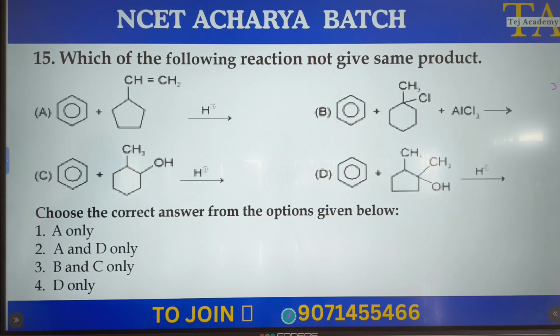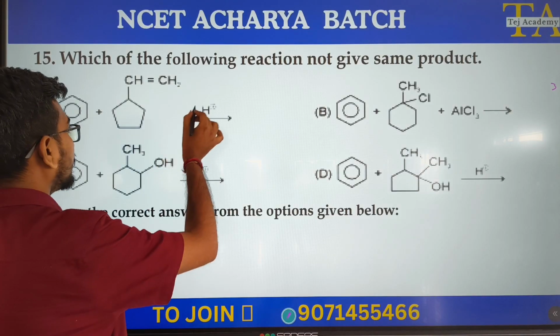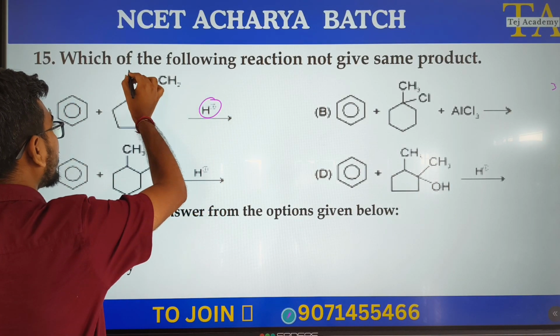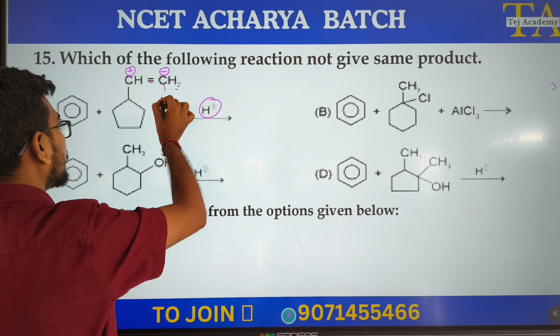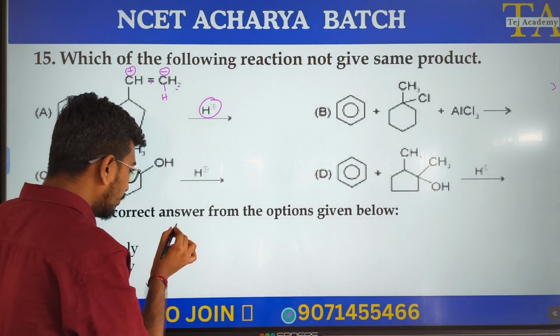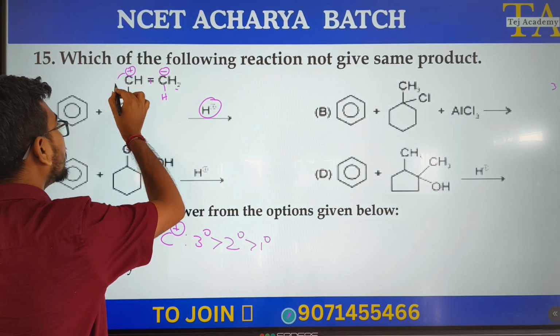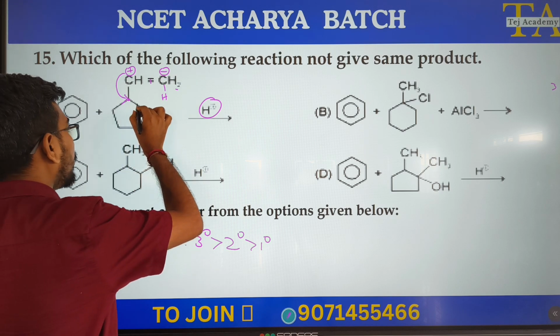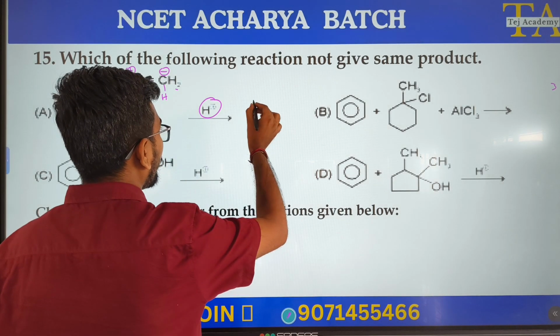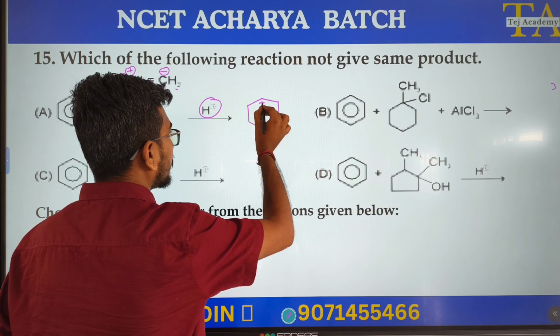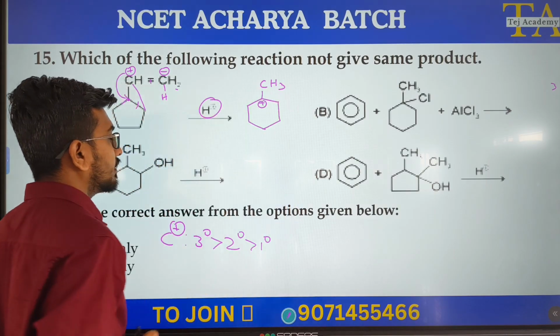15th question: which of the following reactions does not give the same product? We have to identify among these 4 different reactions where we are not getting the same product. See here, in the first case, in the presence of H plus, we know that one bond will break and carbocation formation will happen. We know carbocation stability: tertiary is more stable than secondary, which is more stable than primary. Because of that, it will shift to the tertiary carbon. Now this bond will break and a new bond formation will happen. So the 5-membered ring will now be converting into a 6-membered ring. Ring expansion is taking place.